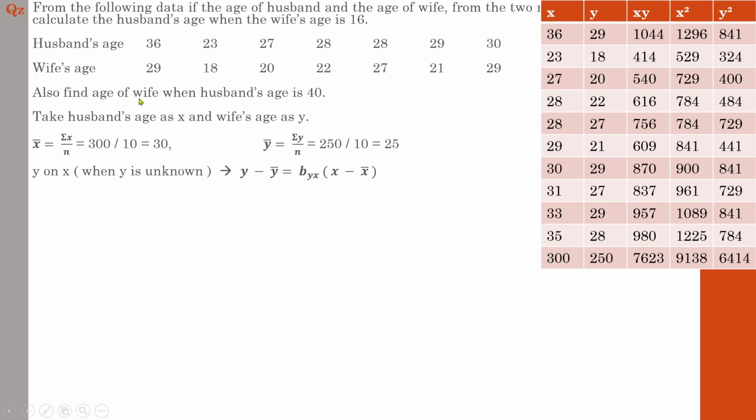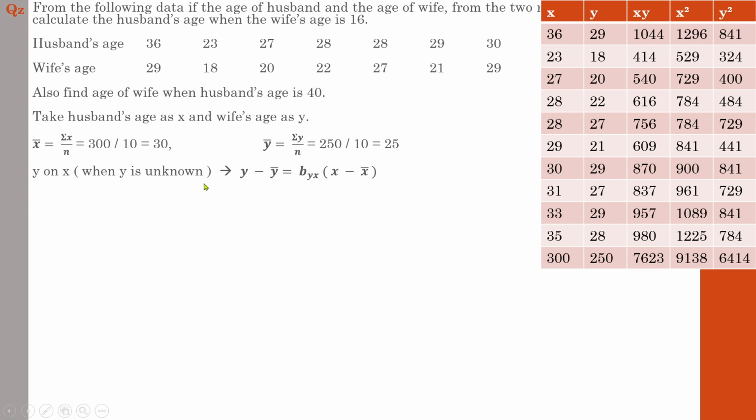So the simple meaning is you need to create two equations in the same question. So let us do all these steps. First one, let us begin with y on x, because we have learned that y on x means we don't know y. Y is unknown and the value of x is known. We will use this set of equations in that case. So it will begin with y minus y mean equal to b y x into x minus x mean. See, here there are two means, y mean and x mean. For finding these two values only, we have found the mean of x and mean of y.